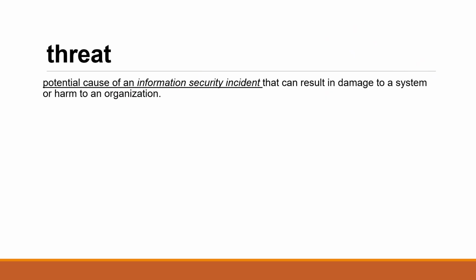Now, what is a threat? Threat is something which has a potential to cause harm. A threat is a potential cause of an information security incident that can result in damage to a system or harm to an organization. Please remember, it is very important to have clarity on these terms, because threat is not equal to risk. A threat has to exploit a vulnerability, and there has to be a likelihood of it, and that defines the risk. So if you say threat is the risk, no, threat is not the risk.